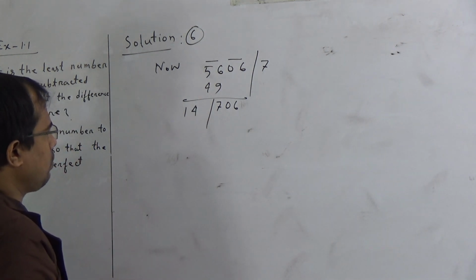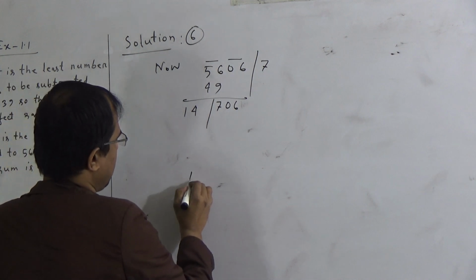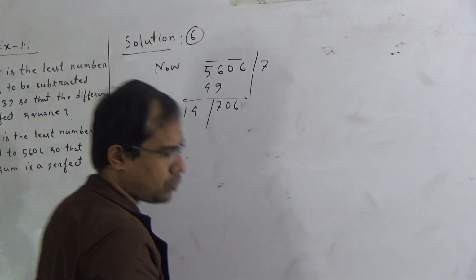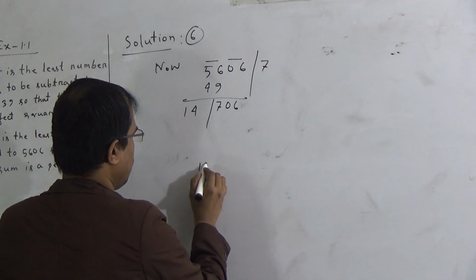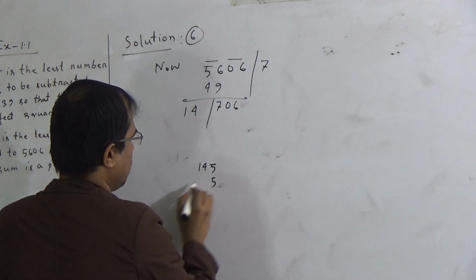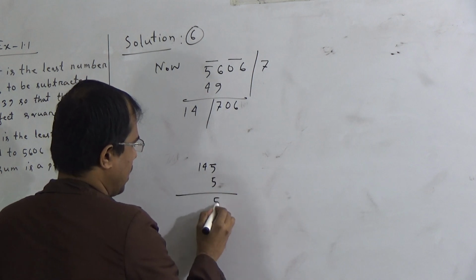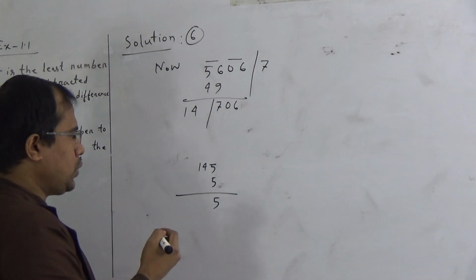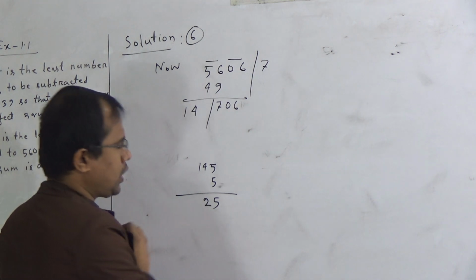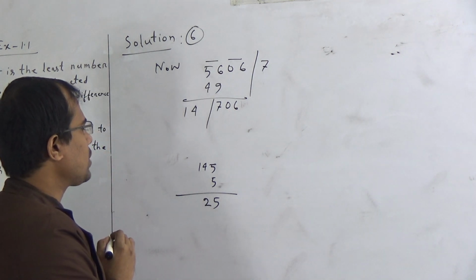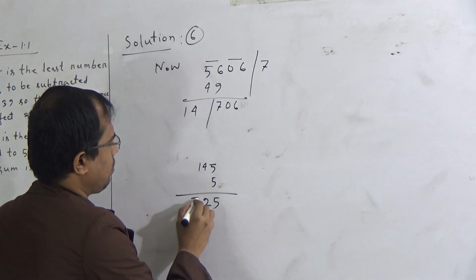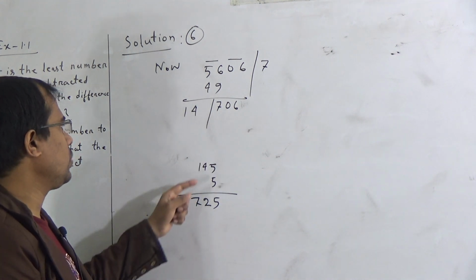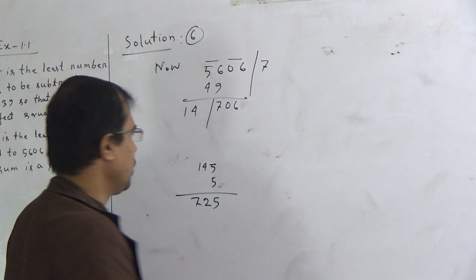Now besides 14, which number can we take? If we take 5, then 145 multiplied by 5. 5 5s are 25. From 25 we will write 5 carrying 2. 4 5s are 20. 20 plus 2 equal to 22. From 22 we will write 2 carrying 2 again, and 5 1s are 5. 5 plus 2 equal to 7. 725, which is greater than 706, so we cannot take 5 here, we have to take 4.